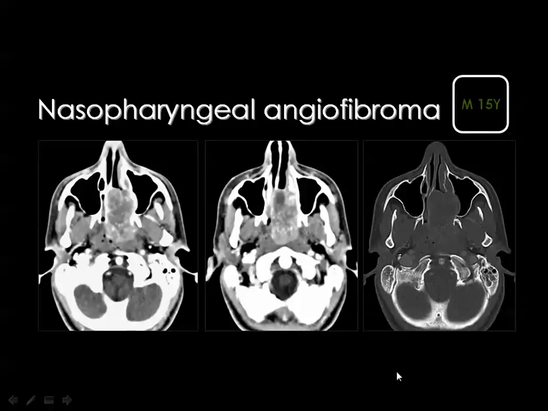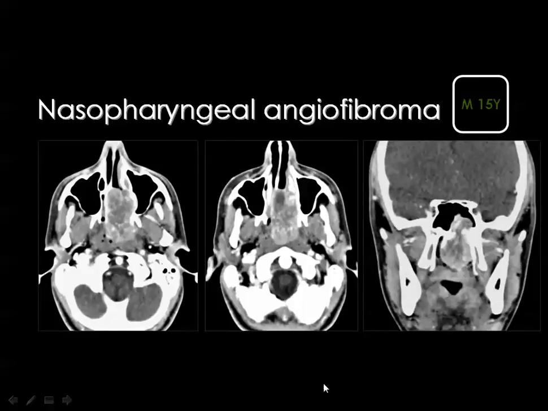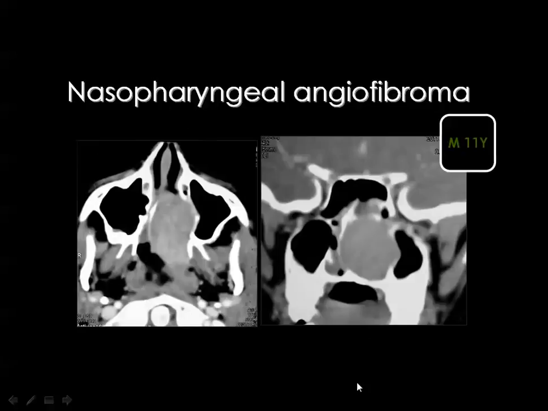This is a good example of nasopharyngeal angiofibroma of a male 15 years old presenting by epistaxis. You see a strongly enhancing lesion within the nose and the nasopharynx. And the bone window image showed that there is bone remodeling, denoting that this tumor is not aggressive. This is a benign lesion. And in the coronal image, you can see one of the peculiar features of this tumor, which is extension into the sphenoid sinus. Very commonly, the nasopharyngeal angiofibroma extends into the pterygopalatine fossa and also extends into the sphenoid sinus.